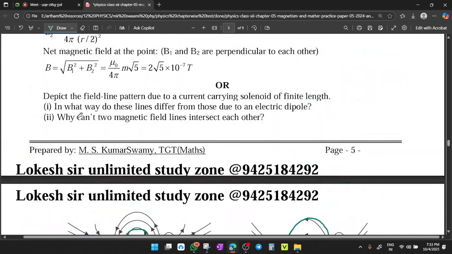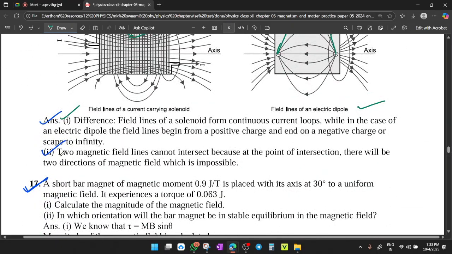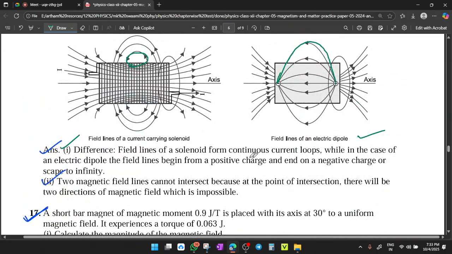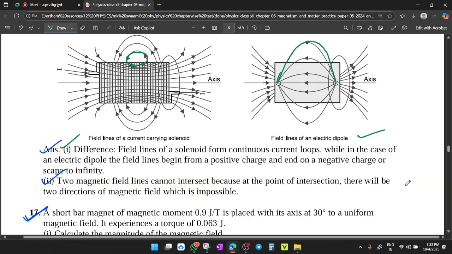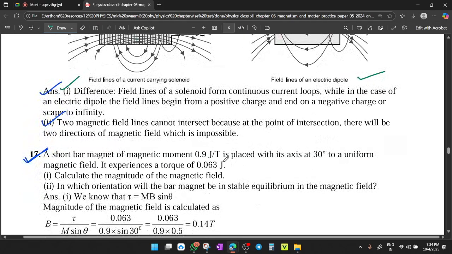Second question, why can't two lines intersect each other? So in the theory class, we have taken the complete idea about that. Two magnetic lines cannot intersect each other because at the point of intersection, there will be two directions of magnetic field, which is completely impossible. Done?